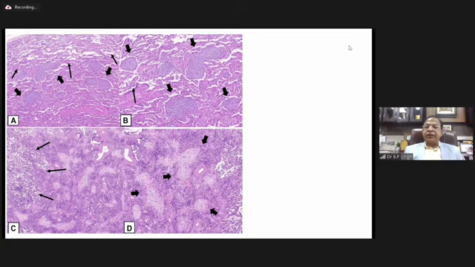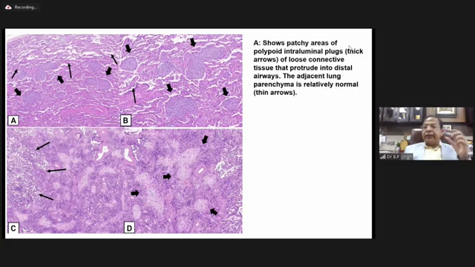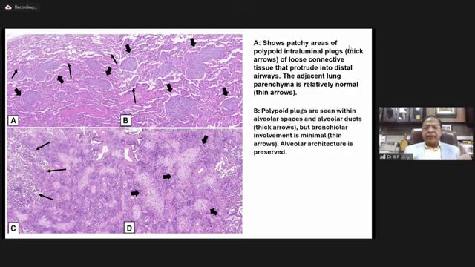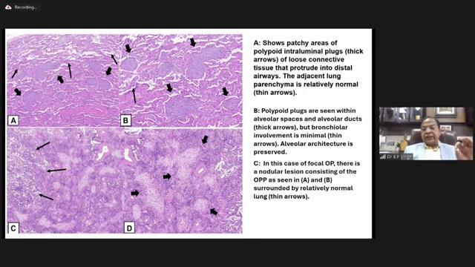And this is the histological picture as it looks. There is basically a polypoid intraluminal collection of loose connective tissue that protrudes into the distal airway. The adjacent lung parenchyma is relatively normal in picture A. In picture B, you can see these are the polypoid plugs seen within the alveolar spaces and alveolar ducts, which are identified with these thick arrows. But bronchiolar involvement is minimal here, and alveolar architecture is preserved in this patient of organizing pneumonia.